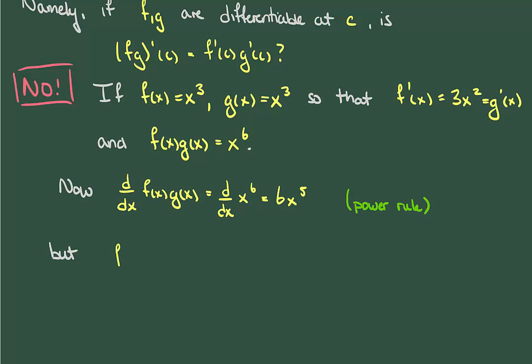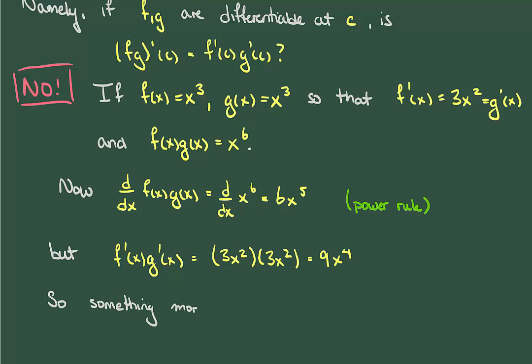Let's check what happens if we multiply the derivatives. 3x squared times itself is 9x to the power of 4, and if you look at these two things, they look nothing alike. Their coefficients are different, they have different degrees, nothing has worked out as we hoped. So something more subtle is going on here.